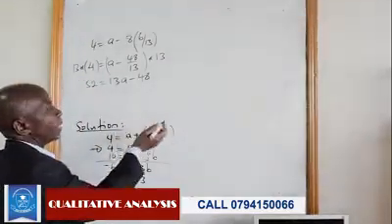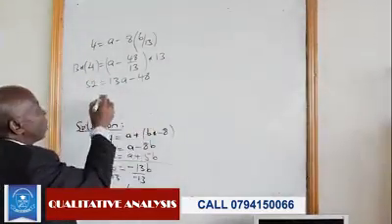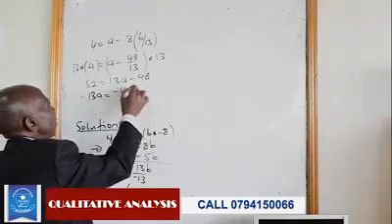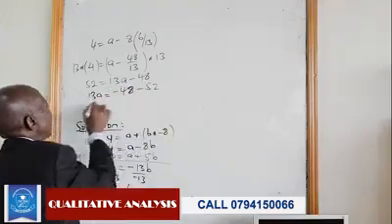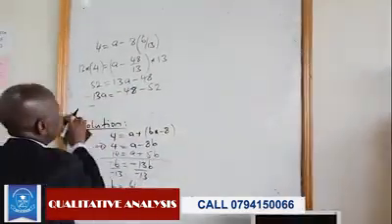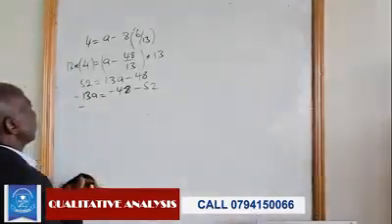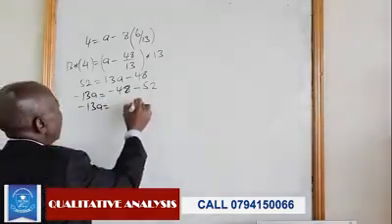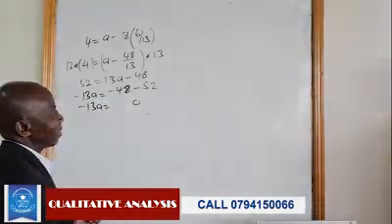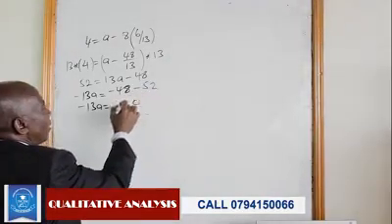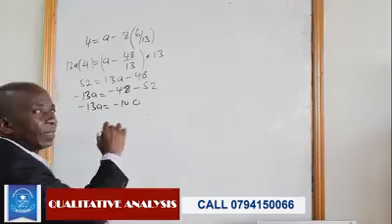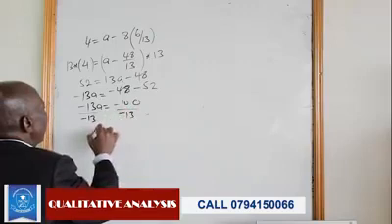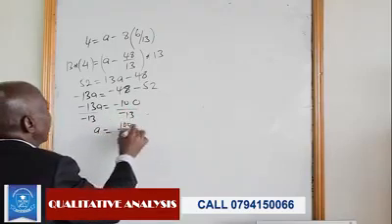Solving for a, take the unknown to the left hand side of the equal sign. We have minus 13a will be equal to minus 48 minus 52. So minus 13a is equal to, that is 52 plus 48, negative 100. So divide both sides by negative 13. You have our a as 100 over 13.